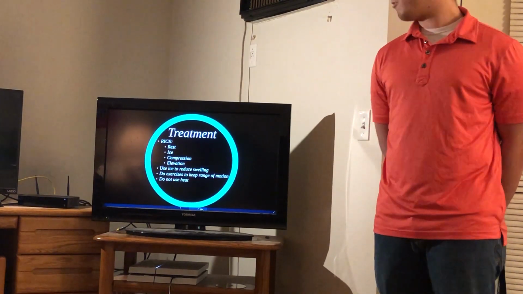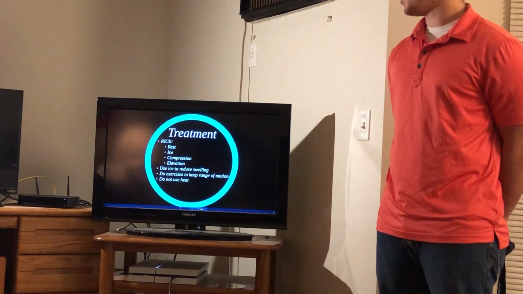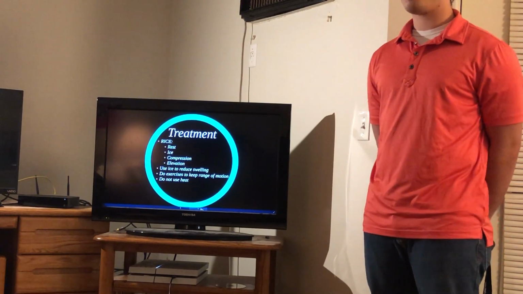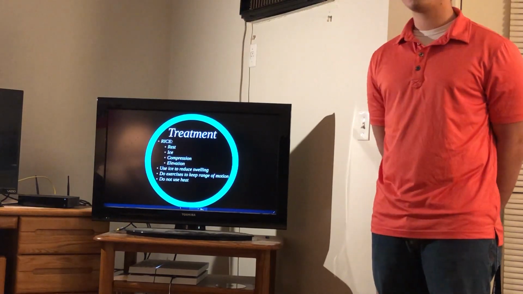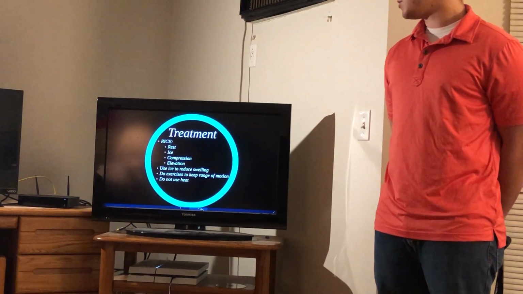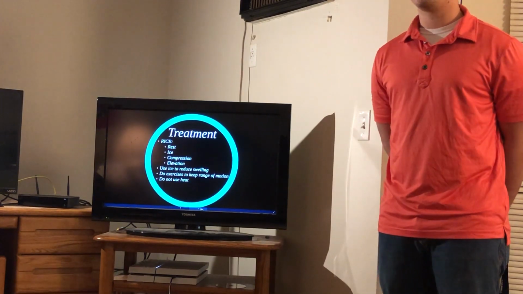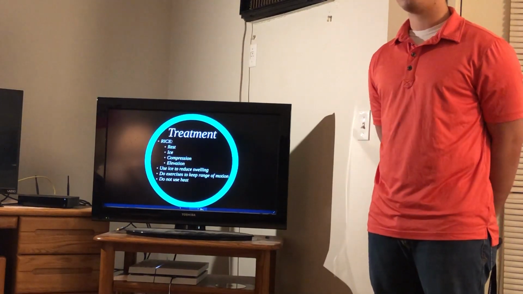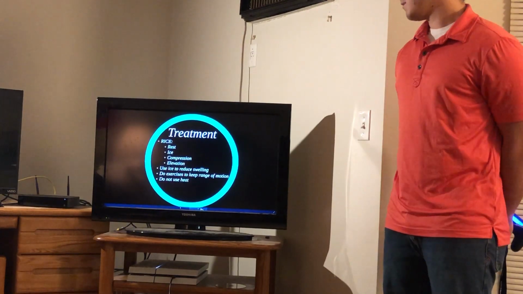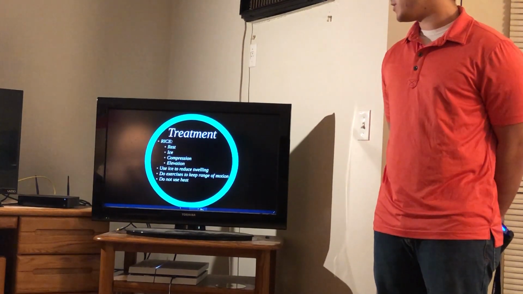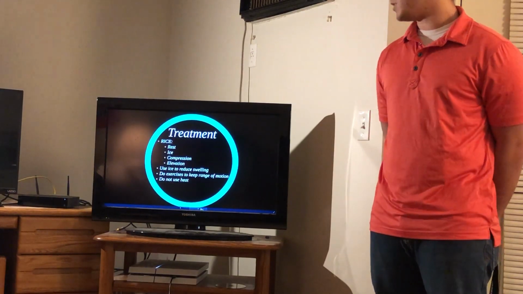Treatment, as mentioned before, is RICE, which would be rest, ice, compression, and elevation. This is a very common rehabilitative process. The ice is used to reduce the swelling, and you may do exercises to keep that range of motion intact. You don't want to lose that at all. But do not use heat, as this will increase the injury and inflammation to the ligaments injured.